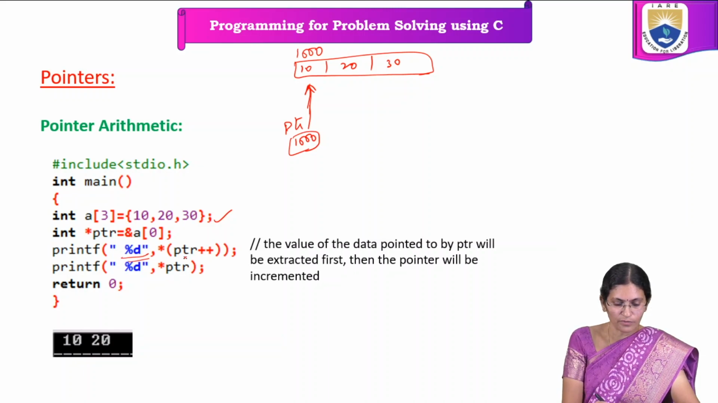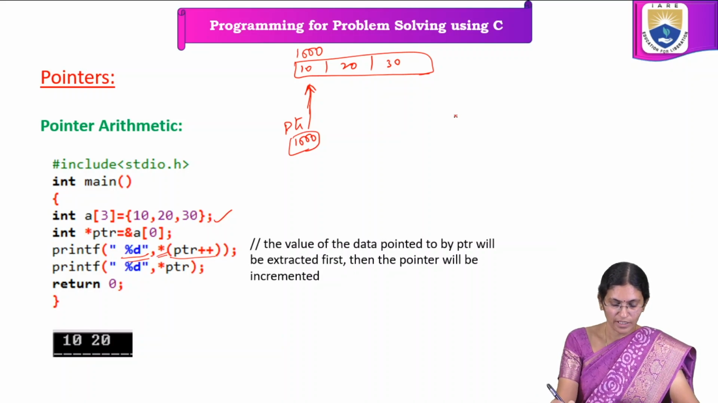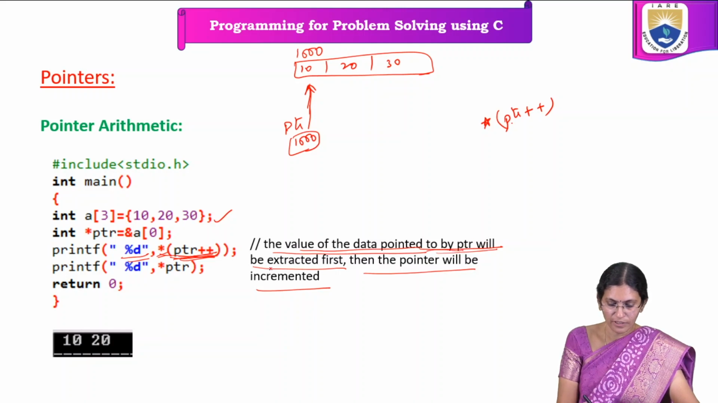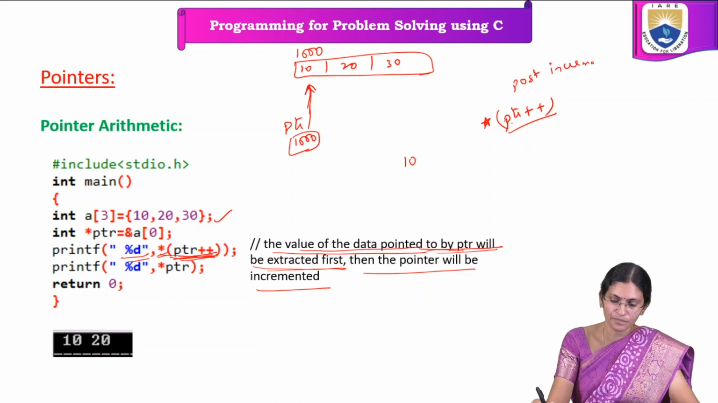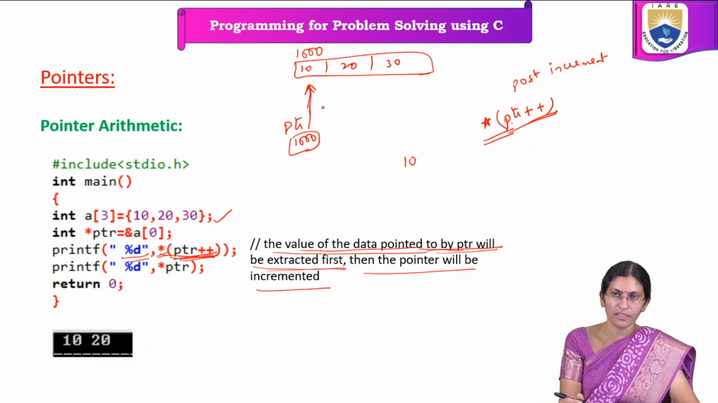Now if you try to print the value with the help of this star operator, that means dereferencing the value at this address, we can interpret it in this way: star PTR plus plus. Here the value of the data pointed to by PTR will be extracted first. Then the pointer will be incremented. So first 10. This is the post increment operator which is applied to PTR. First the value will be accessed and after that PTR will be incremented. That means after that PTR will point to the next element of the array. So first, what is the value here? The corresponding value is 10. So that is given.